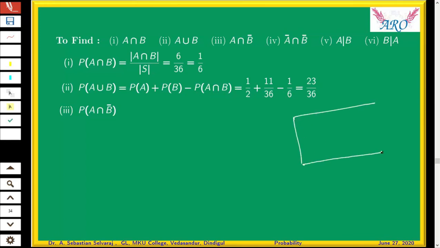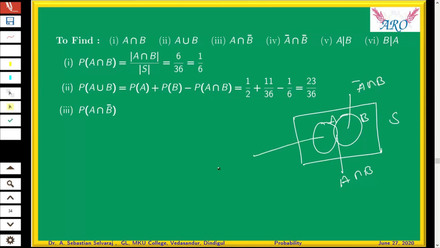Graphical view. This is my sample space, it's my one event A, it's my another event B. So this is my A intersection B. This one is A bar intersection B. So this one is A intersection B bar. So we are going to find the probability value of A intersection B bar. That means we are going to find the probability value of this area.